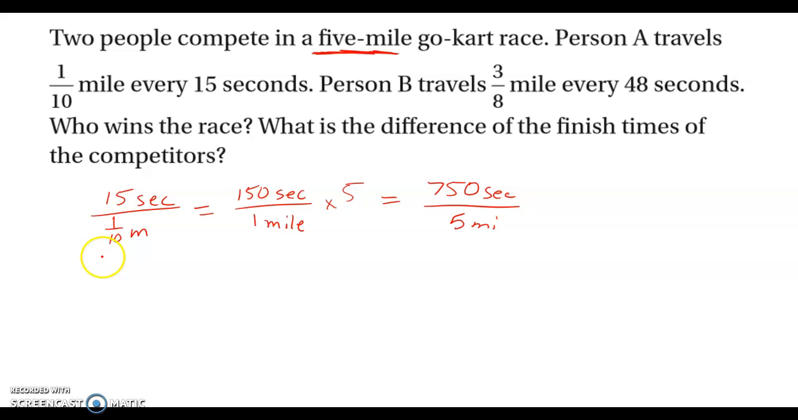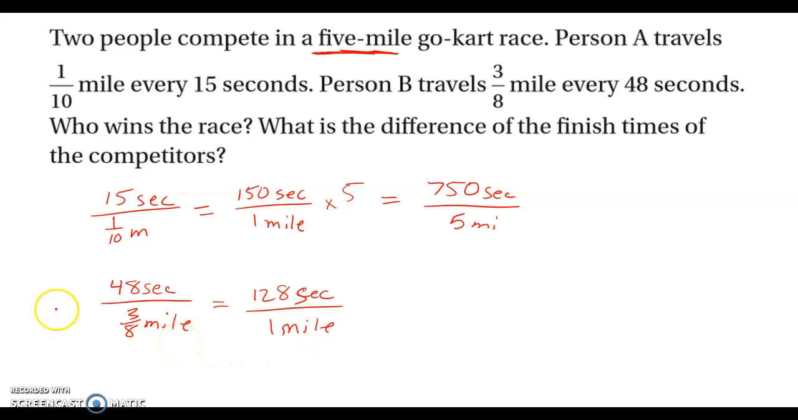Now the other person, they go 48 seconds in 3/8 of a mile. So 48 divided by 3/8, that gives you 128 seconds per 1 mile. So right away, I already know that person B is faster, so they're going to finish first.